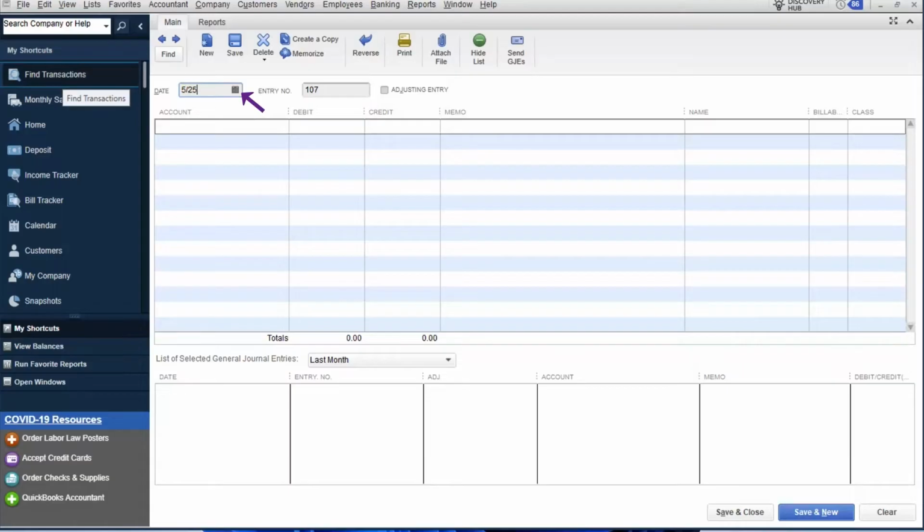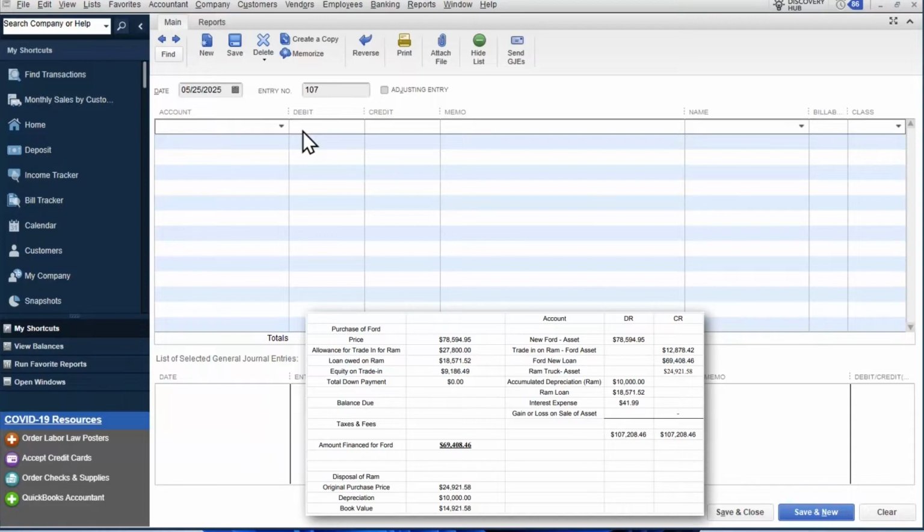We are going to do this transaction as of 5/25/25, but you're going to want to do it on the date of the purchase of the new asset. So we're going to start here. And remember, when we're looking at our depreciation, we're going to use this journal entry. I put it down here so you can easily see it. I recommend you print it out and actually have it next to you.